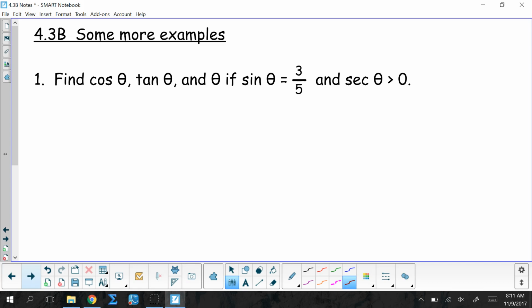Sine is positive up here in quadrant 1 and quadrant 2. Well, I can't narrow down where theta is if I'm sitting in 2 different quadrants. So this tells me that I'm in quadrant 1 or quadrant 2.